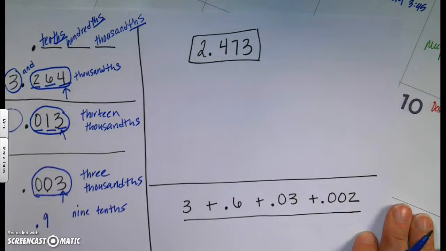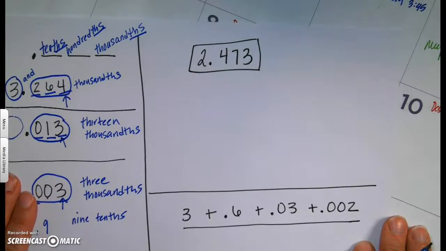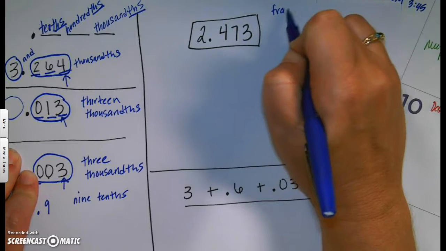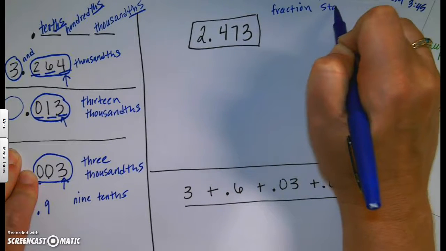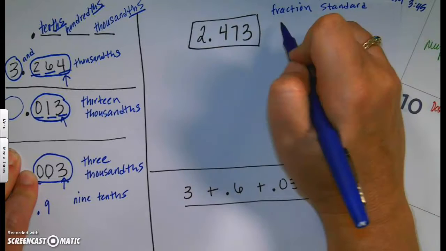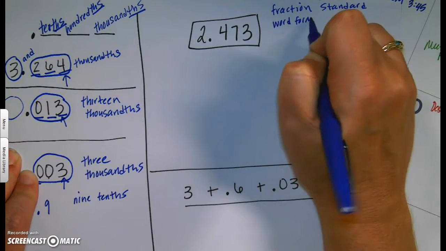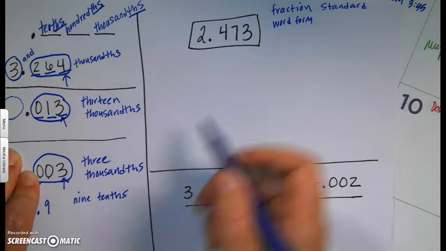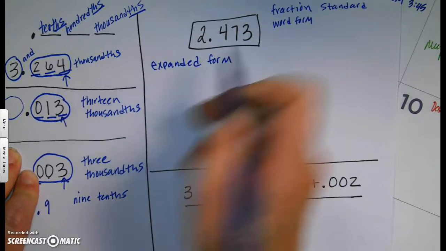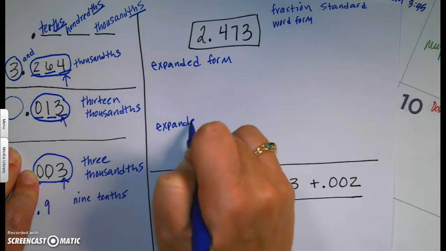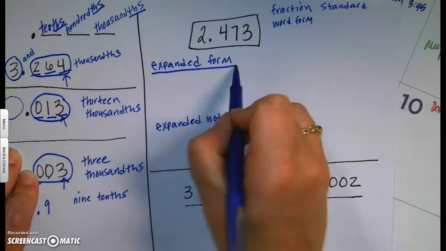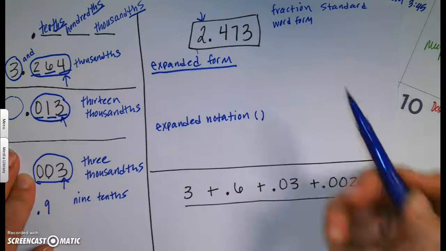Moving along, we learned yesterday that we can take a decimal and we can put a decimal into different forms just like whole numbers. We learned that we can make fraction form, standard form, which is just a plain number like this. We learned that we can put it in word form, which is what we did over here. And then we learned that we can do expanded form and expanded notation. And there is a difference. Notation uses parentheses. Expanded form is just adding the different values of each place value spot.